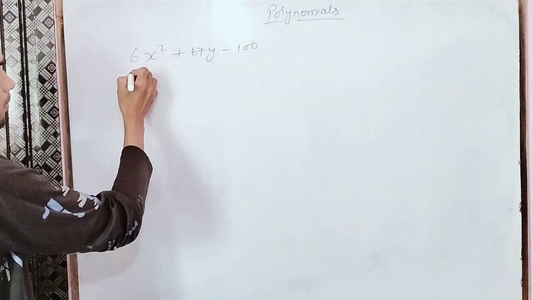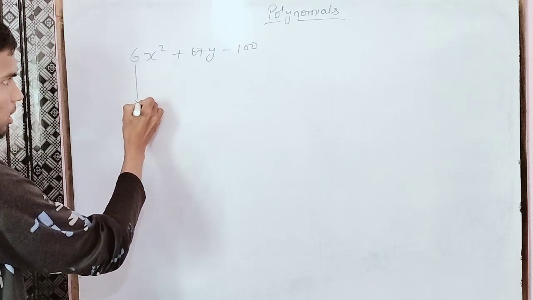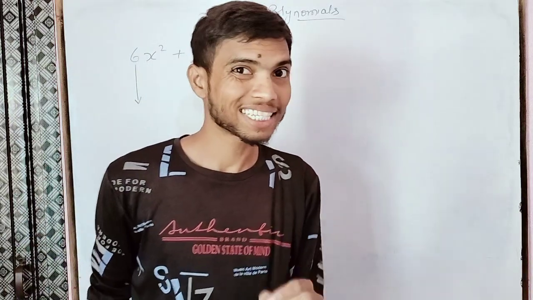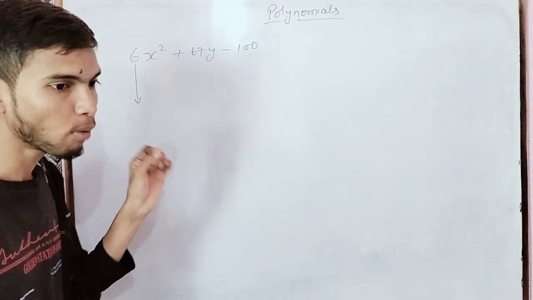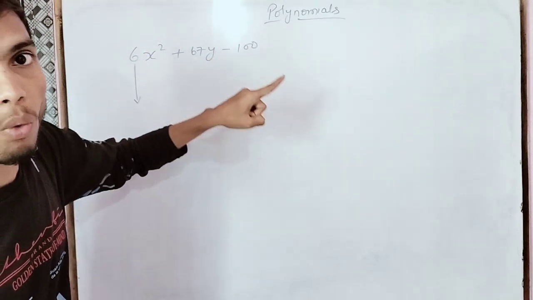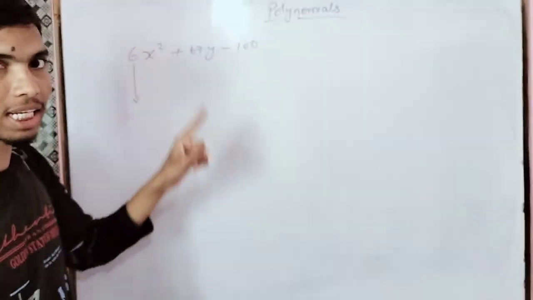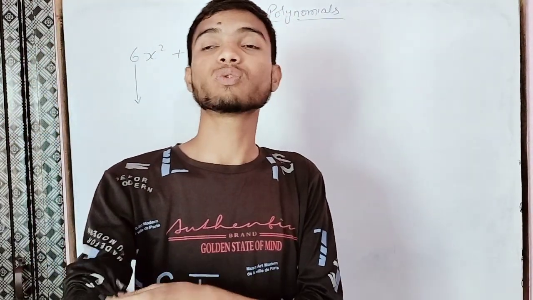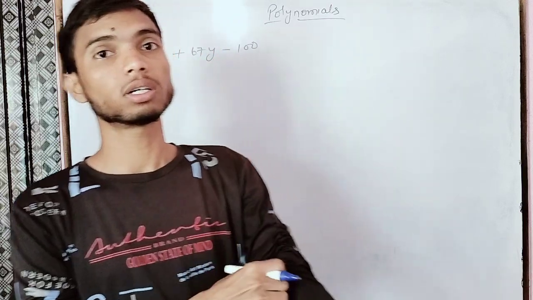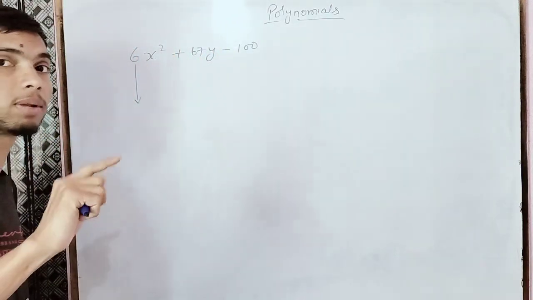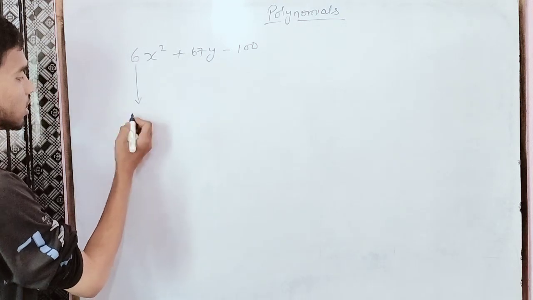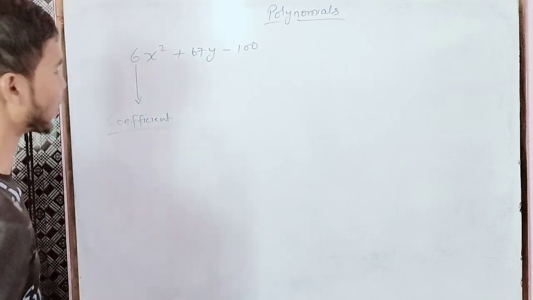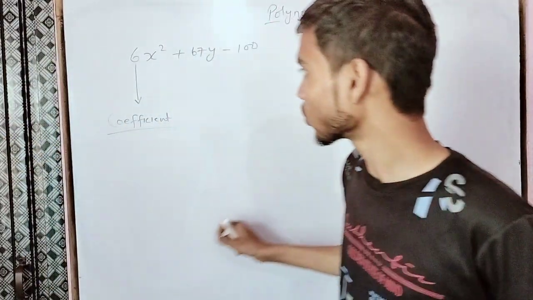Now here, this 6 is not alone. 6 is a number, and the name of a number which is with a variable, here x square, is what? Any number which is with a variable will be known as a coefficient.